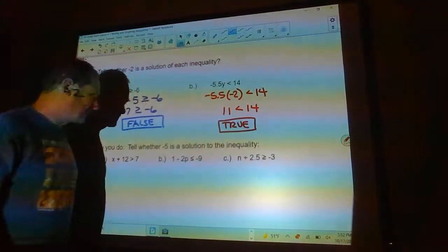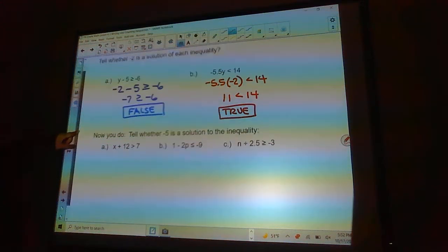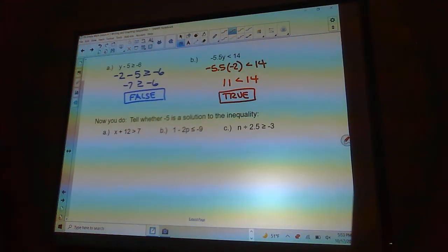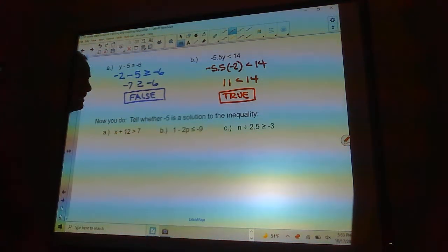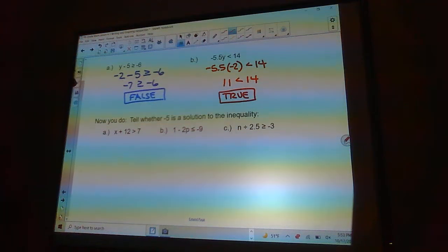Okay, it looks like there's going to be a couple more here for you to do. Give these three a try. So pause the video, check and see if negative 5 is a solution to these, and then jump back on and see how you did.